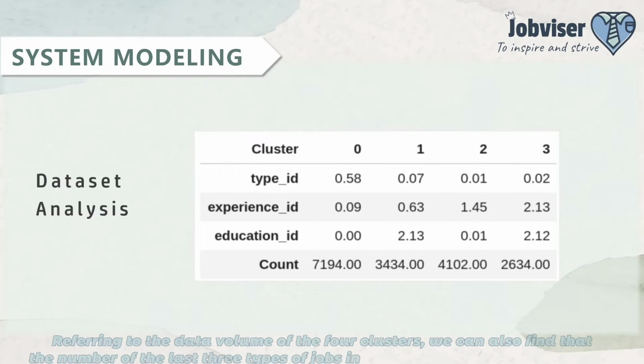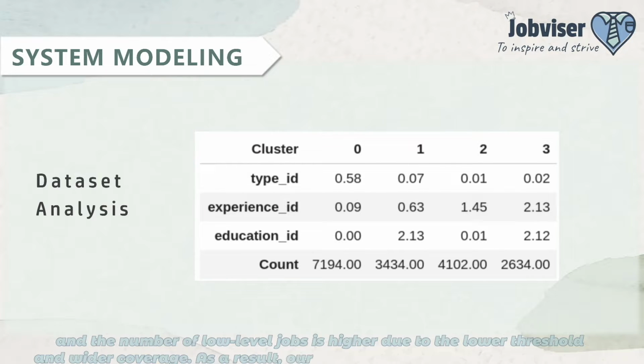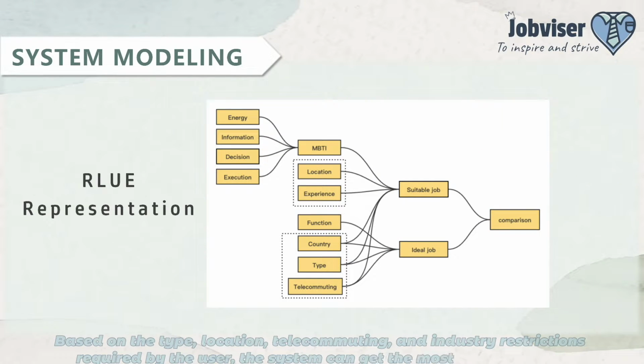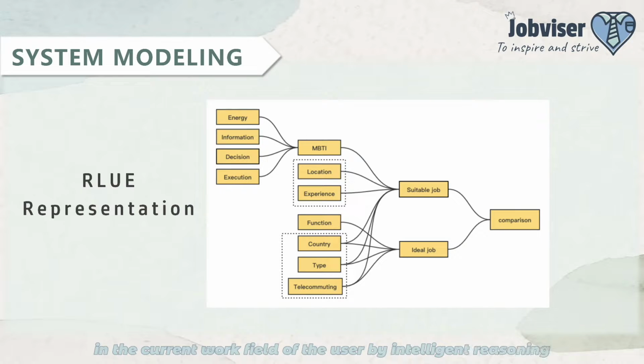Referring to the data volume of the 4 clusters, we can also find that the number of the last 3 types of jobs in the dataset is relatively average, and the number of low-level jobs is higher due to the lower threshold and wider coverage. As a result, our dataset already has a high use value. Based on the type, location, telecommuting, and industry restrictions required by the user, the system can get the most suitable work in the current work field of the user by intelligent reasoning.